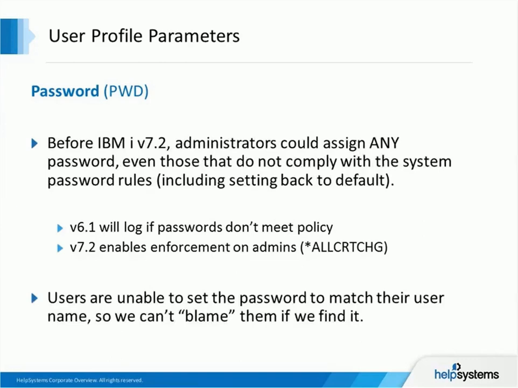Prior to IBM i version 7.2, administrators could create any password. Didn't have to conform to the rules. So you could have a minimum length of 128, and an administrator was still allowed to create a password of A. Starting in 6.1, we start logging if the passwords don't meet the policy. So an administrator would at least have a log if they were creating passwords that were insufficient. Starting in 7.2, you can enforce that now by specifying the value *ALLCRTCHG in the QPWDRULES facility in conjunction with the definition that we don't want default passwords.